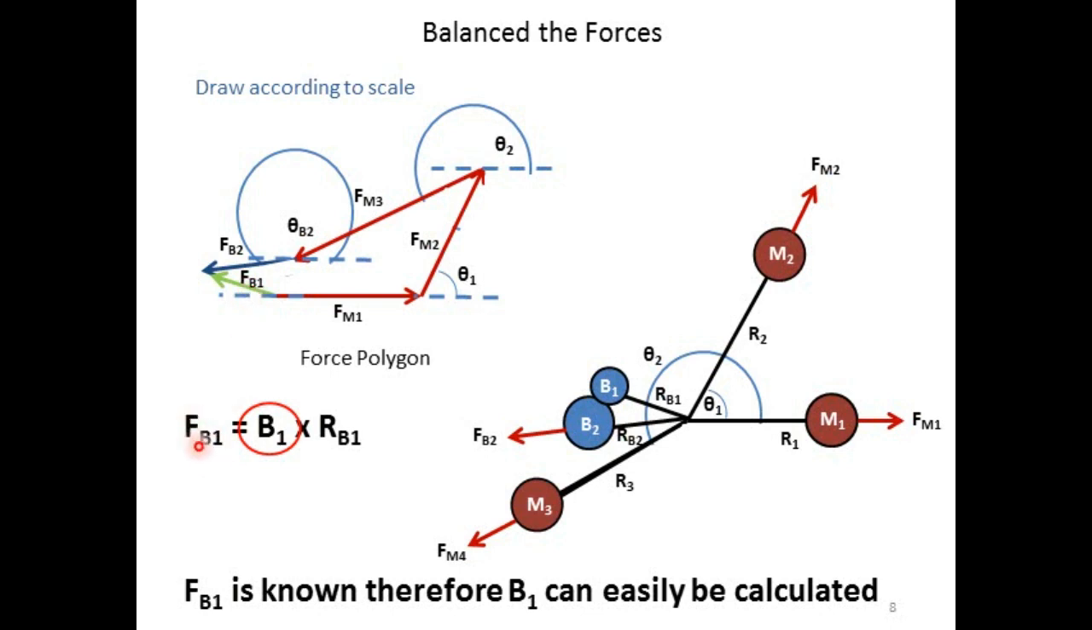So if FB1 is known, RB1 is already known, the radial distance of balancing mass B1 from this axis of rotation. Then we can easily calculate the unknown balancing mass B1. Just divide FB1 by RB1. So by this way we can easily calculate the unknown unbalanced mass B1.